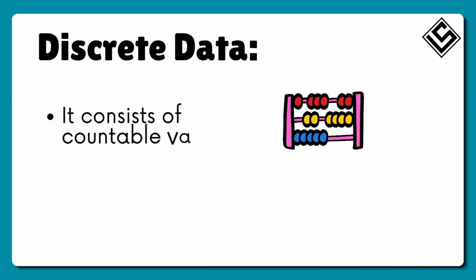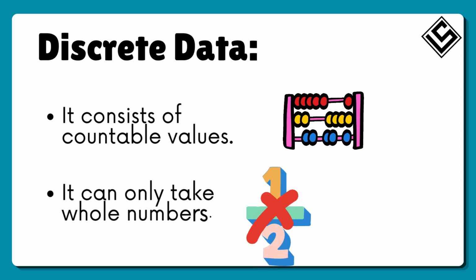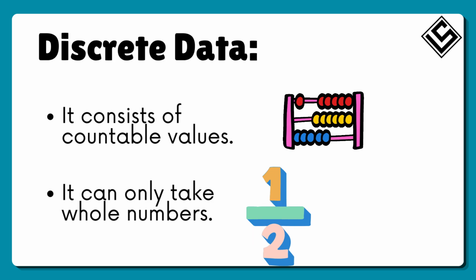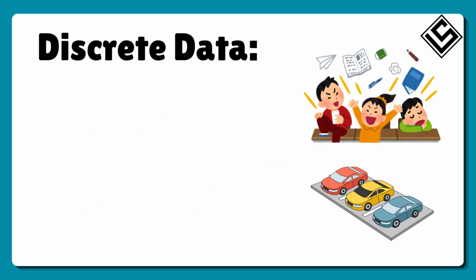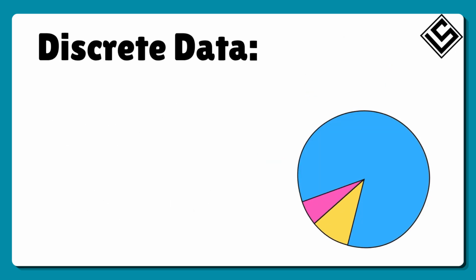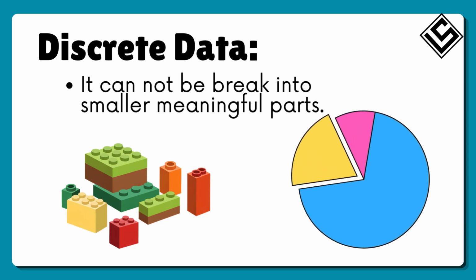Remember, if the discrete data consists of countable values and can take only whole numbers, it cannot have fractions or decimal values. For example, we cannot say there are 10.5 students in a class or 5.4 cars in a parking lot. These values must always be whole numbers. In other words, discrete data cannot be broken into smaller meaningful parts.